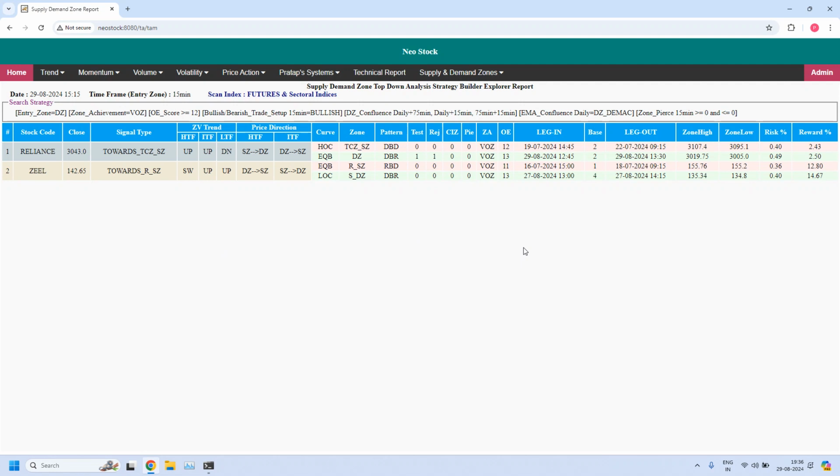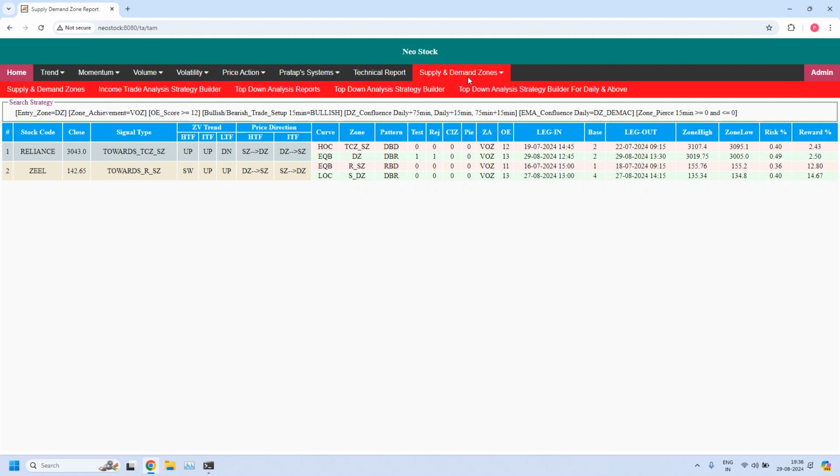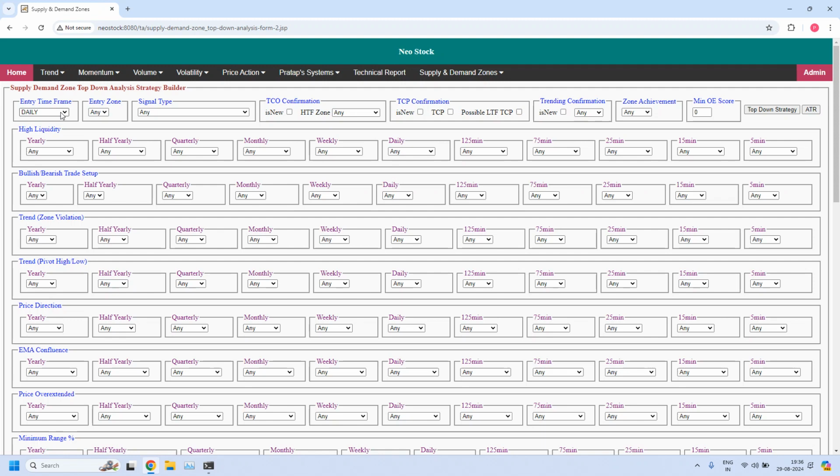Okay, the next one is bearish trade setup for daily income trade. For bearish trade setup, daily income trade, entry time frame is 15 minutes. Entry zone is supply zone. In bullish or bearish trade setup at 15 minutes, I am selecting bearish.